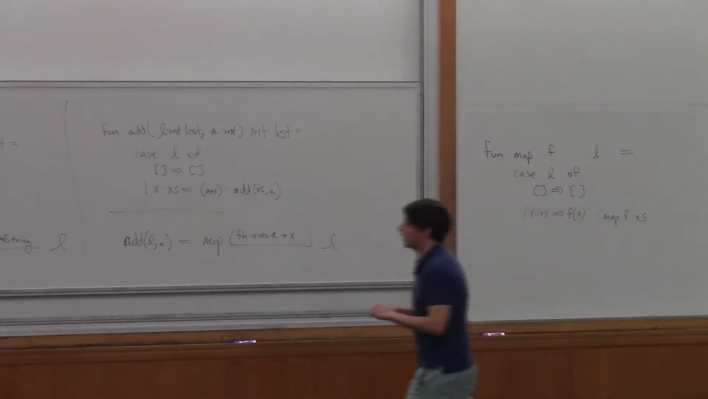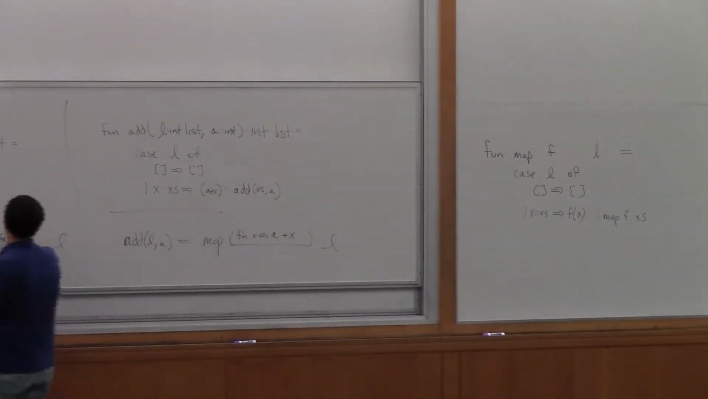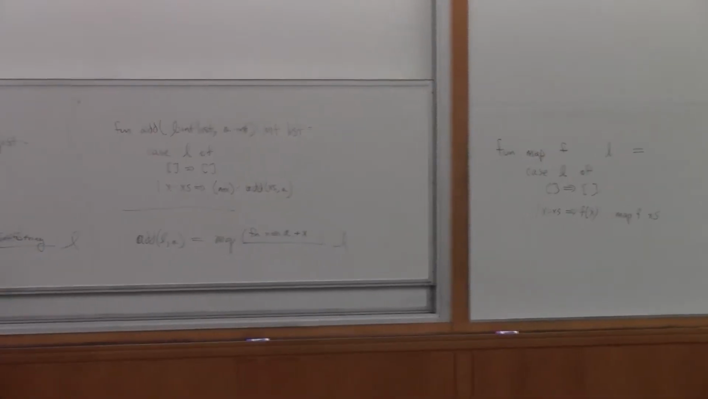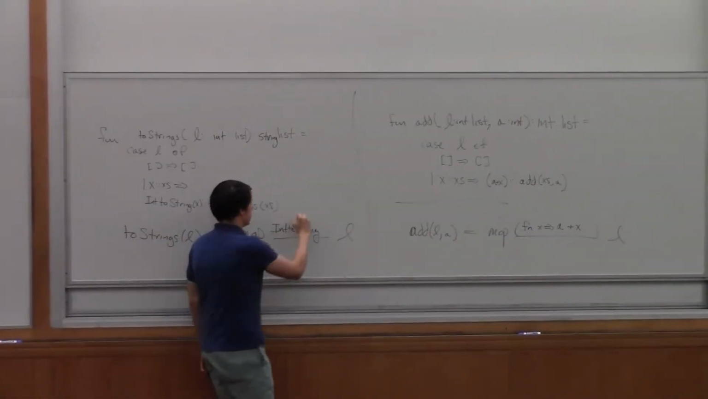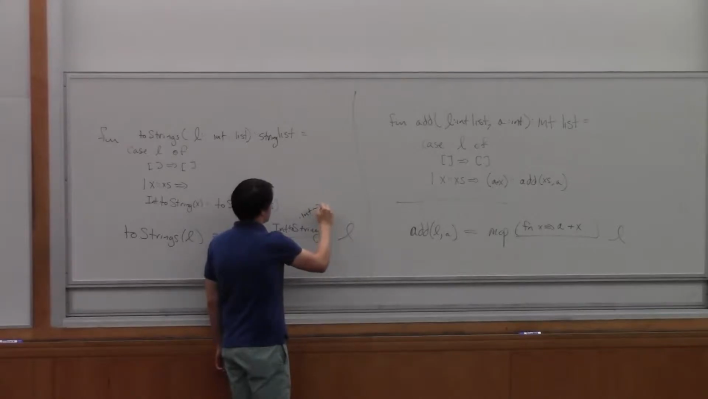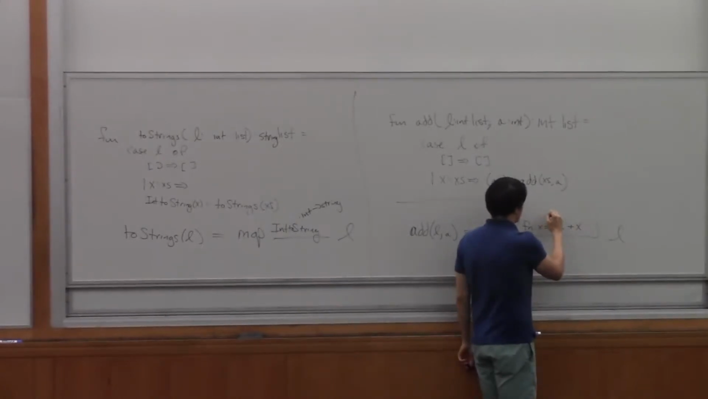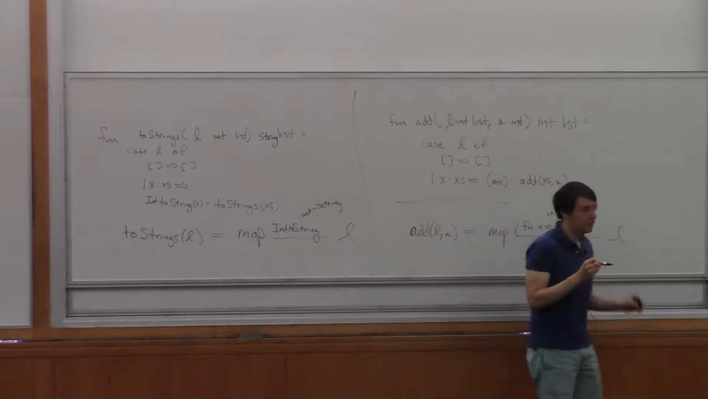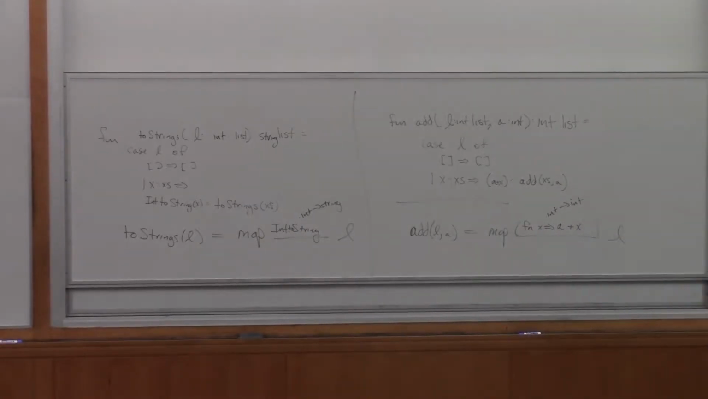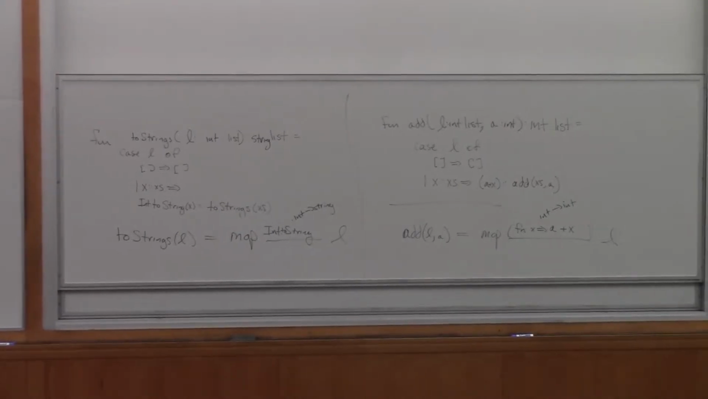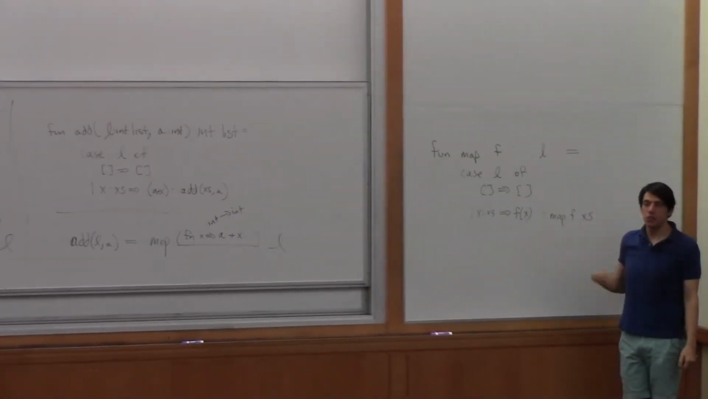What is the type of this argument to map? Takes an int, returns a string. What is the type of this argument to map? It takes an int and returns an int. So this is the idea of polymorphism. We would like to use the same code map at two different types.